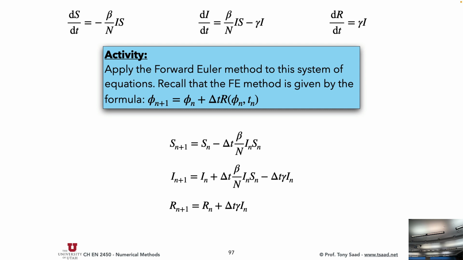Same thing for the infected. I at n+1 is I at n plus delta t times the right-hand side at n. What is the right-hand side of I? It is beta over N times I times S minus gamma I. You apply them at n, then you have I_n, S_n, I_n. Just put n everywhere.